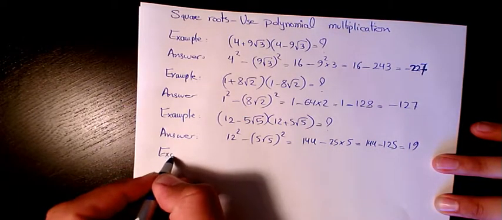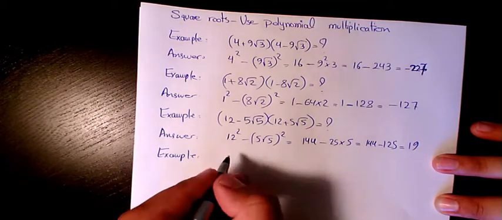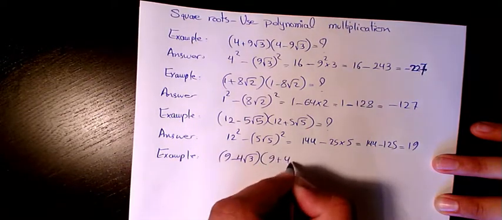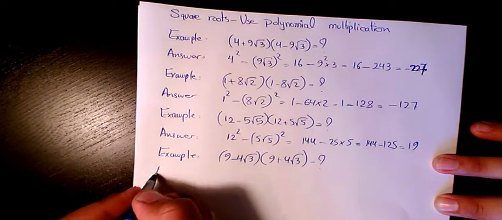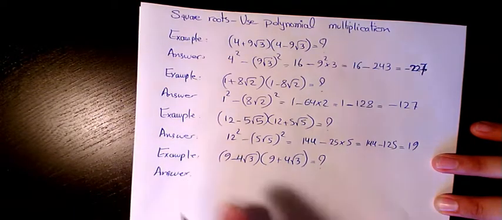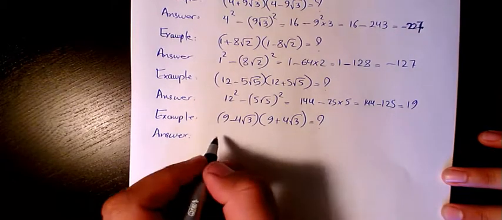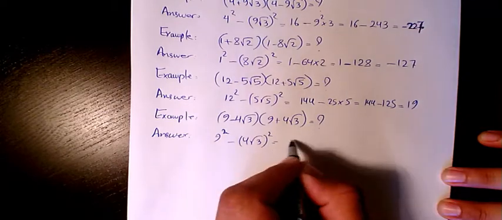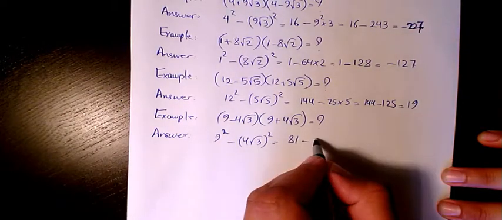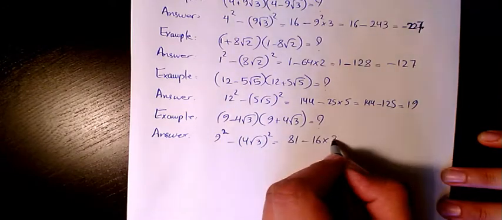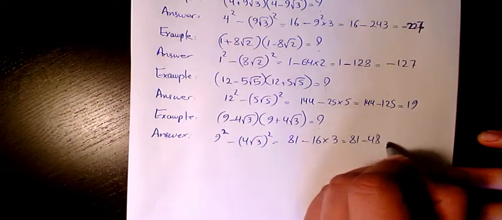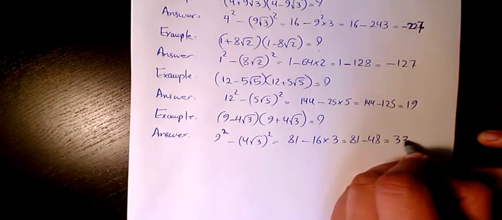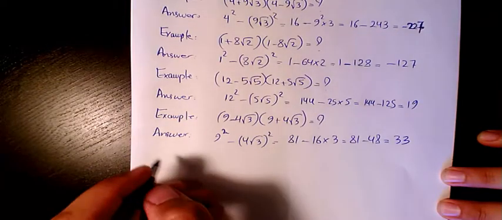Next example, 9 minus 4 root 3 times 9 plus 4 root 3. Answer is 9 squared minus 4 root 3 squared. So 81 minus 4 squared 16, root 3 squared is 3. So 81 minus 48, it's going to be 33.